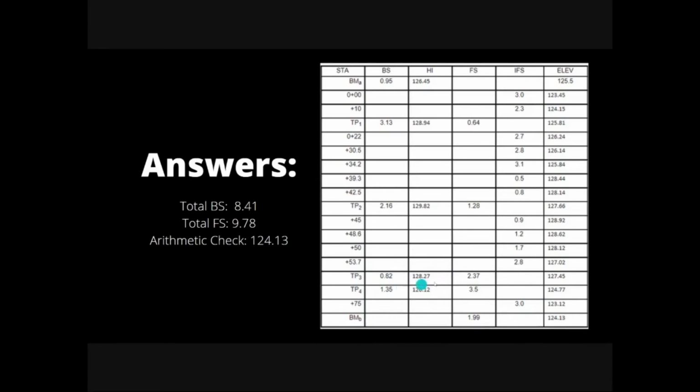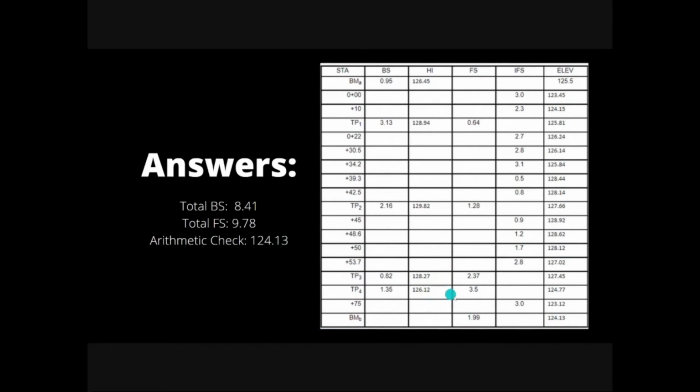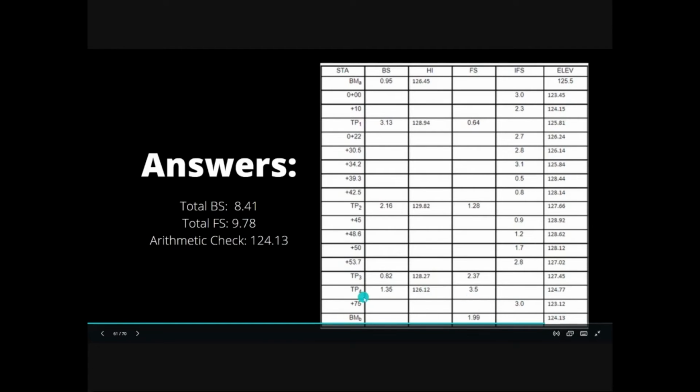So using this height of instrument, in order to get the elevation value for turning point 4, we have to use the value for the reading of HI in turning point 3 and subtract it by 3.5, the foresight value of turning point 4. So the result would be 124.77. This is the elevation value for turning point 4. And then, since we made a new bauxite reading, we have to add these two together, elevation value plus the value of the bauxite.